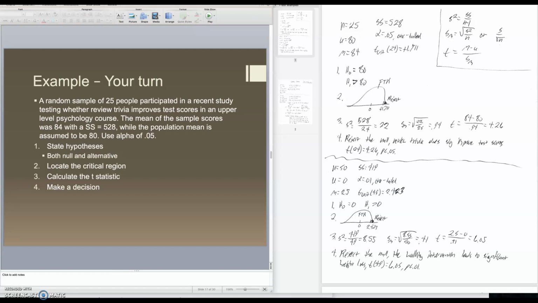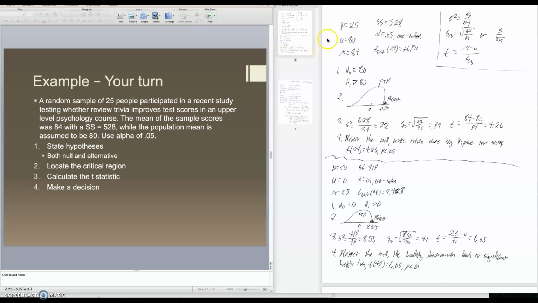25 people doing a study to see whether trivia improves test scores in our psychology course. The mean of the sample scores was an 84. Sum of squares is 528. Population mean is assumed to be 80. And the alpha was 0.05.